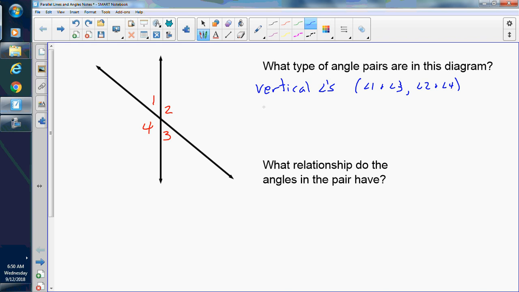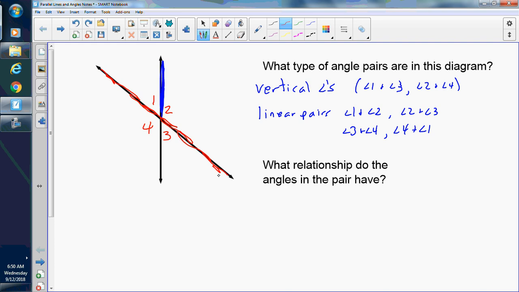The other type that we always have anytime two lines intersect is we can always identify some linear pairs. There happen to be four linear pairs in this particular situation: angle 1 and angle 2, angle 2 and angle 3, angle 3 and angle 4, angle 4 and angle 1. Remember, to be a linear pair, they have to share a side, like this blue one, and their other two sides have to make a straight line. So angle 1 and angle 2 share the blue side, and their other two sides make that straight line.